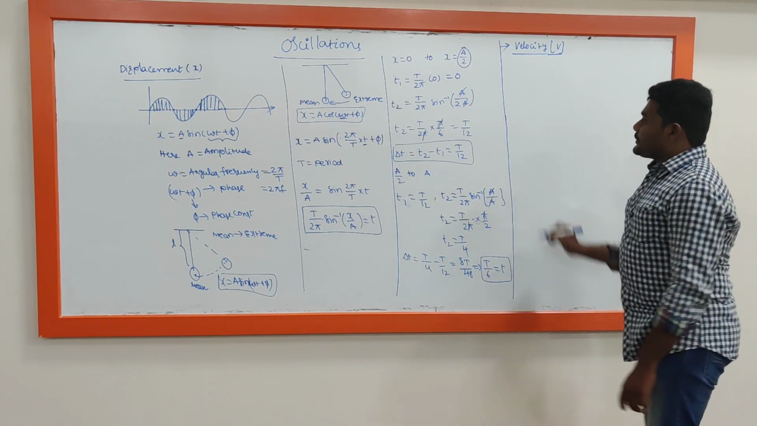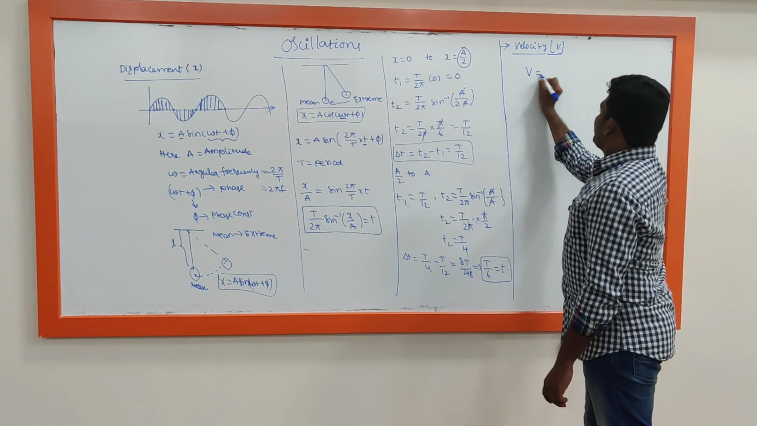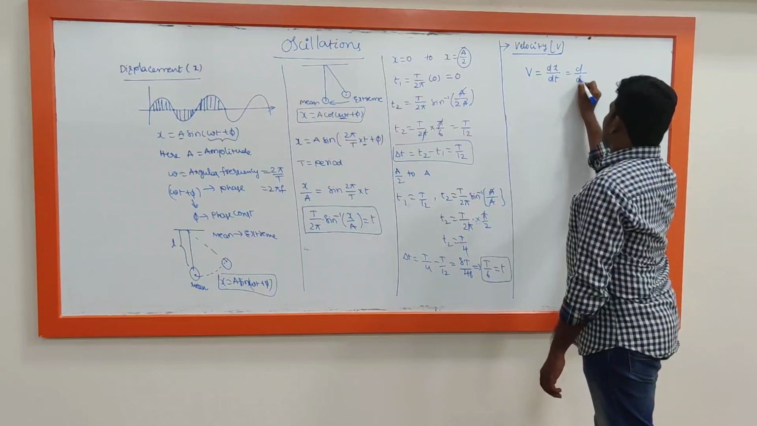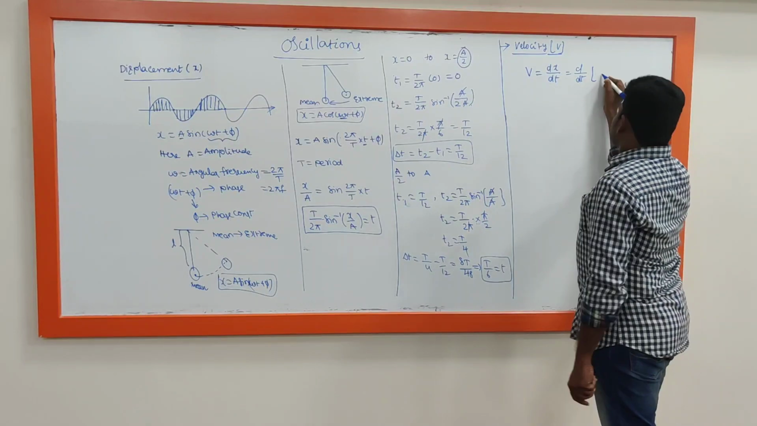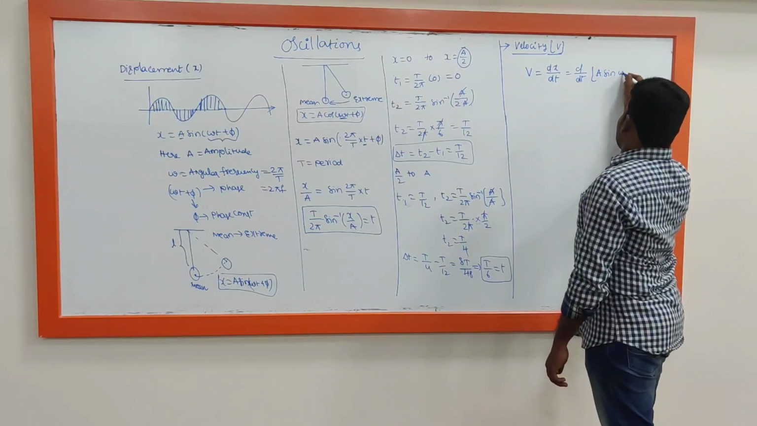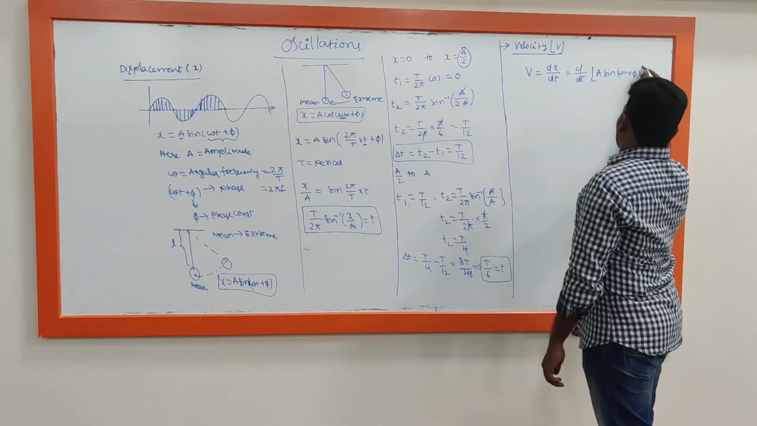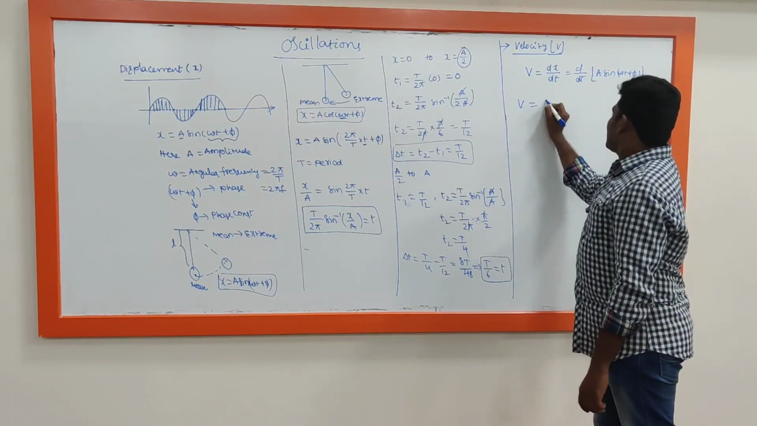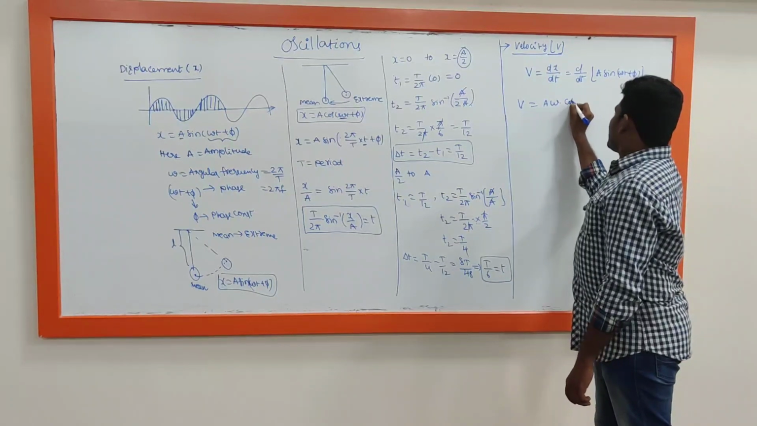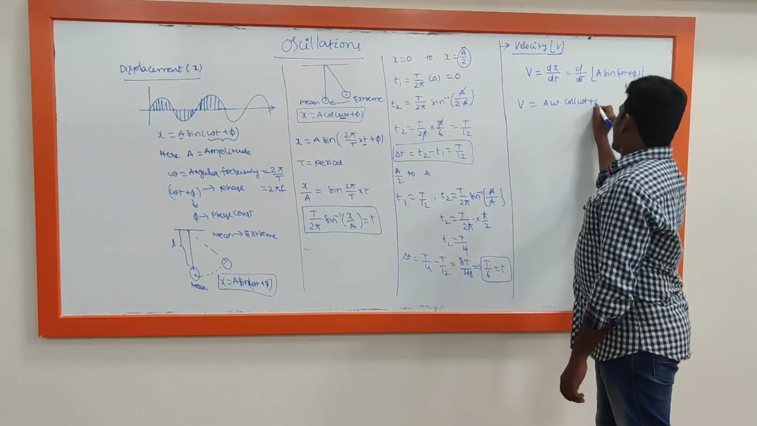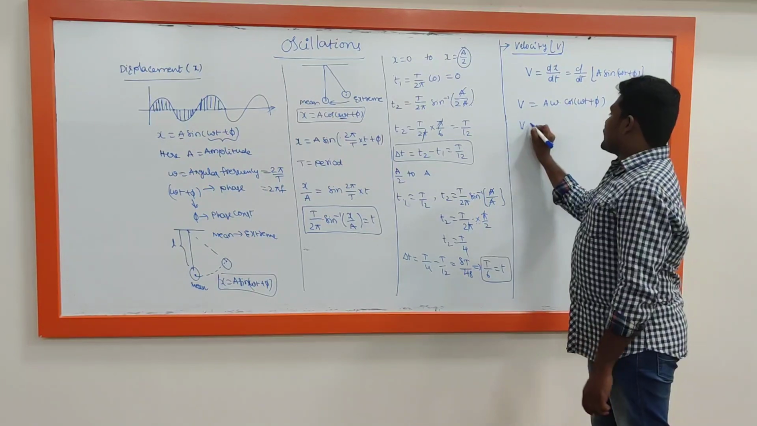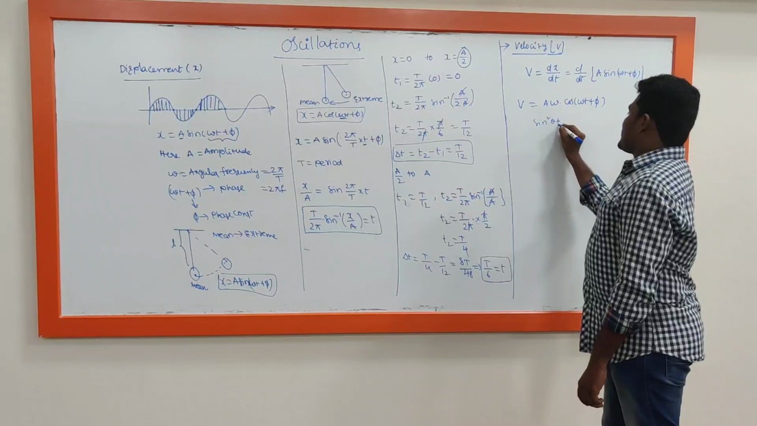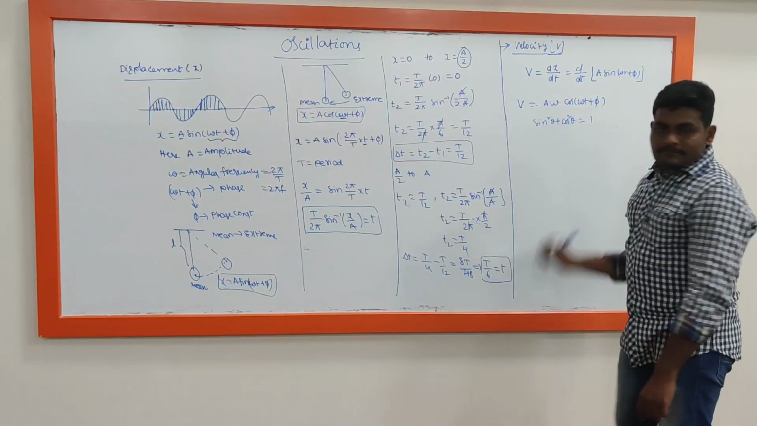Velocity v equals dx by dt. You can write d by dt of x equal to a sin of omega t plus phi. Then v equals d by dt of a sin, which gives a omega cos of omega t plus phi. Then we know sin square theta plus cos square theta is equal to 1.